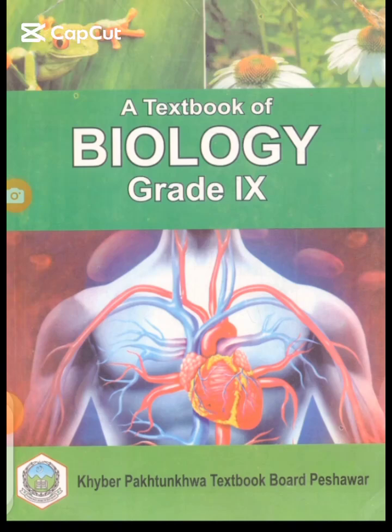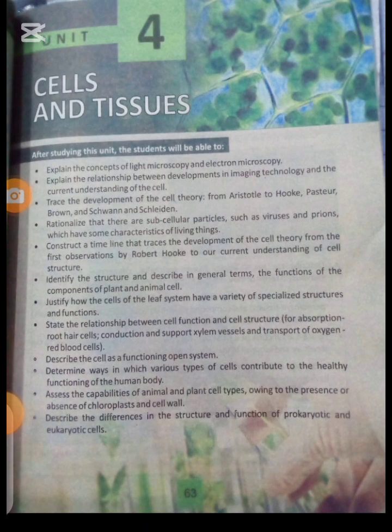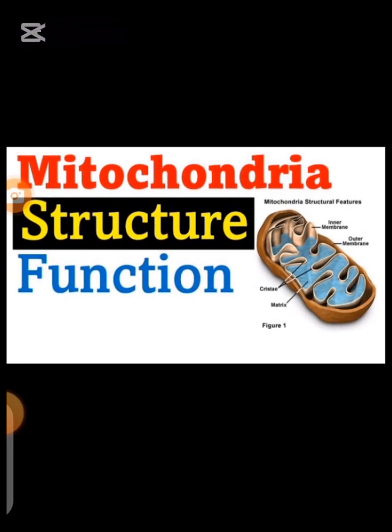Today we will discuss the cytoplasmic organelles that are mitochondria, ribosomes and plastids. After completing this lecture, you will be able to know about the structure and function of mitochondria, ribosomes, as well as about the types of plastid. So let's discuss one by one.